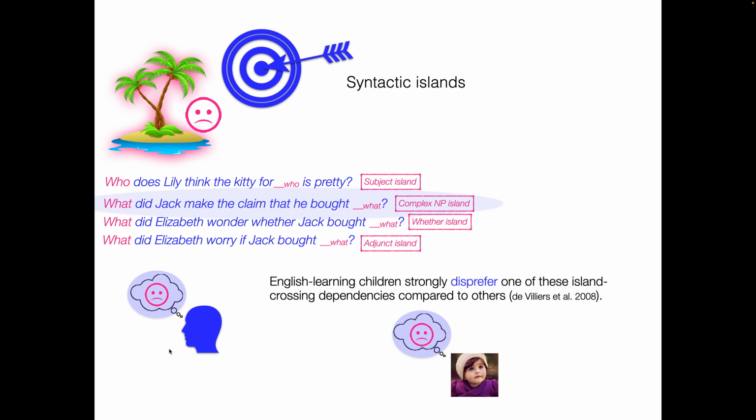So that's some adult information. And then we actually have behavior from kids. English learning children strongly disprefer at least one of these, the complex noun phrase, complex NP island. What did Jack make the claim that he bought? They really don't like this compared to, again, other dependencies that they have preferences about.